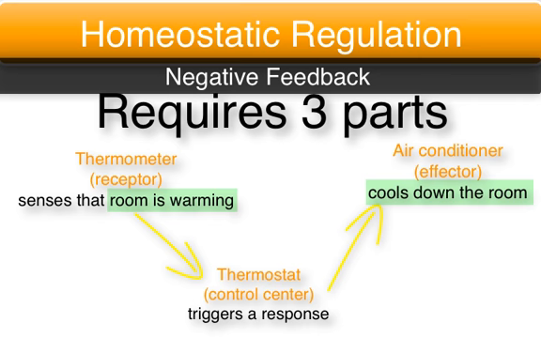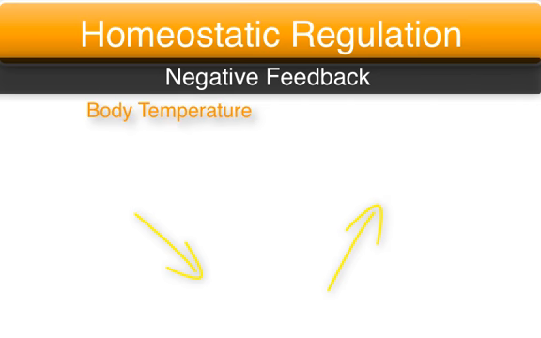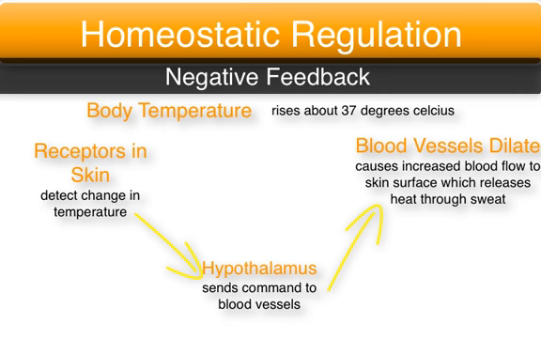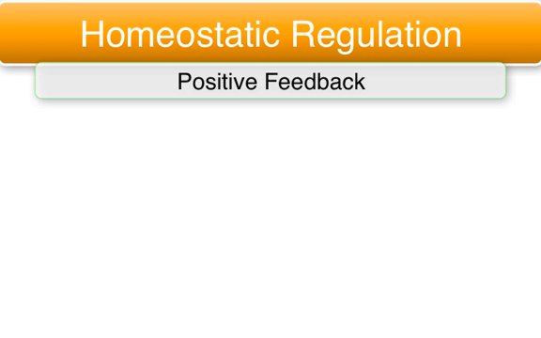An important example of negative feedback in the body is the control of body temperature. Events in the regulation of body temperature occur when the body temperature rises above normal, which is 37 degrees Celsius. Receptors in the skin detect this change. The receptors alert a control center in the brain called the hypothalamus. The hypothalamus will cause increased blood flow to the skin surface. This will increase sweating and lower the body temperature. Most of the homeostatic regulation in the body is performed through negative feedback. Only occasionally will positive feedback be used.